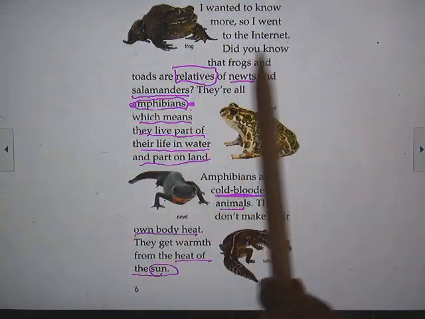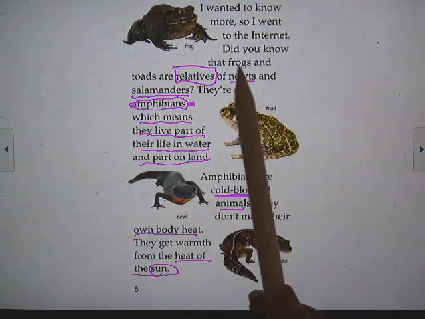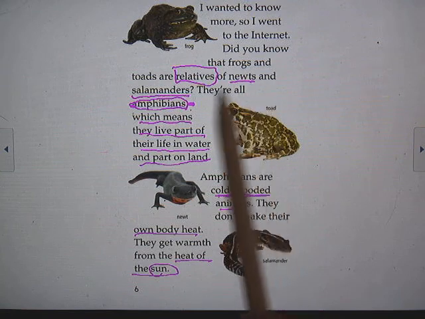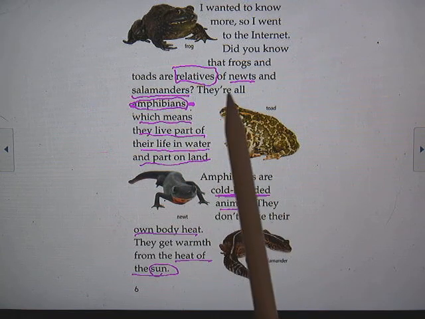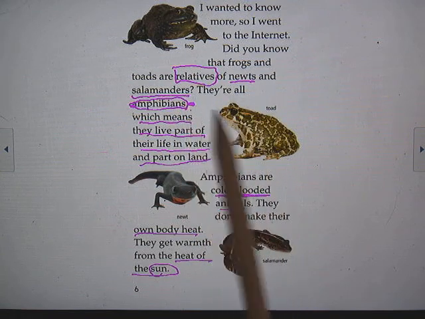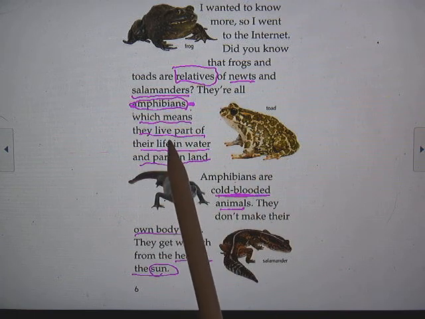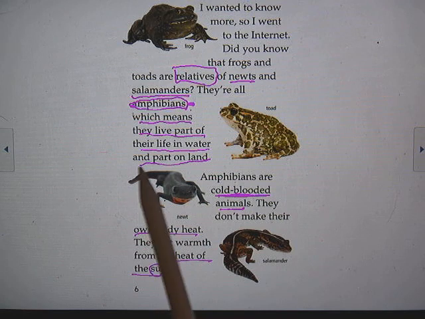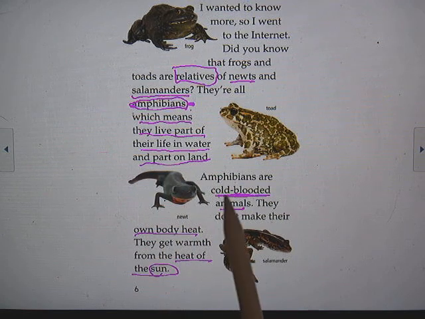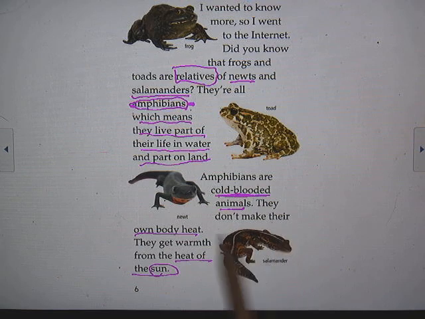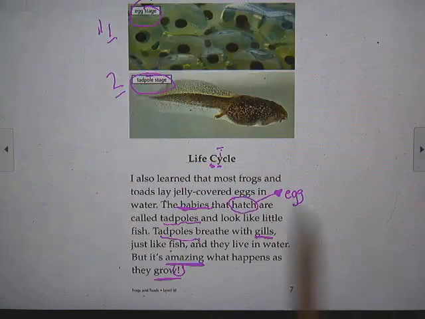I wanted to know more, so I went to the internet. Did you know that frogs and toads are relatives of newts and salamanders? They're all amphibians, which means they live part of their life in water and part on land. Amphibians are cold-blooded animals. They don't make their own body heat. They get warmth from the heat of the sun.